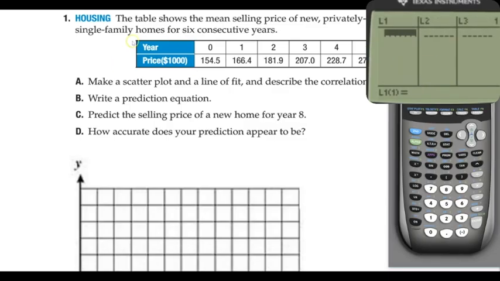Let's go back to actually putting in the data. The year, we're going to let that be L1. So I'm just going to type in 0, 1, 2, 3, 4, 5. I'm going to do L2, put it in: 154.5, 166.4, 207.7, and 273. All my data is in there.